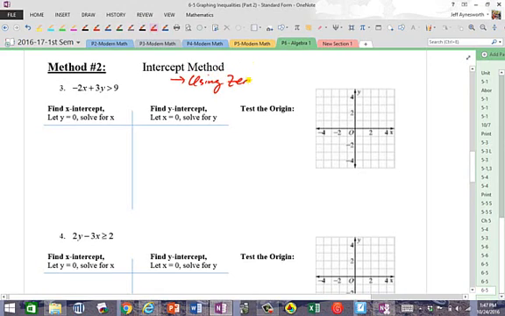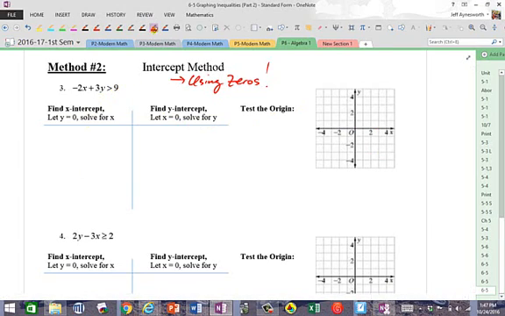Using zeros. Okay, so what we're going to do is find the x-intercept by letting y equals 0 and solving for x. We're going to get the x-intercept first, plot it, and then find the y-intercept in a similar way. We let x equals 0 and solve for y. We'll graph the boundary line, and then we'll do a test point. We'll test the origin and see where we shade, because it's not going to be in slope-intercept form.